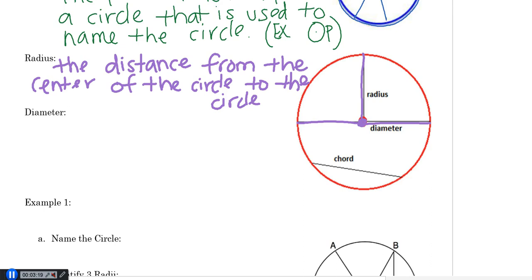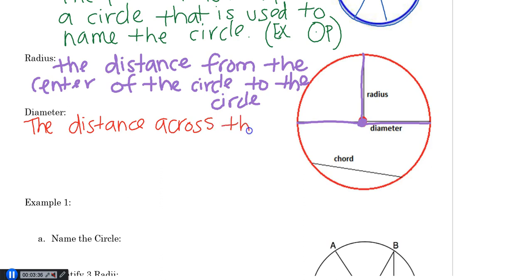Next example here would be the diameter. So diameter is the distance across the circle through the center.